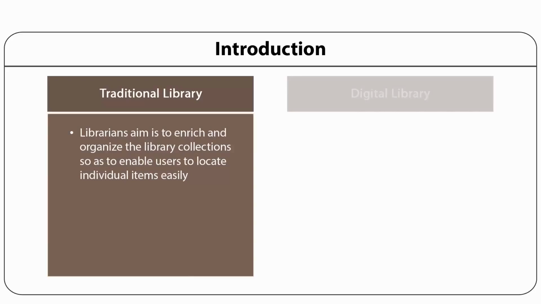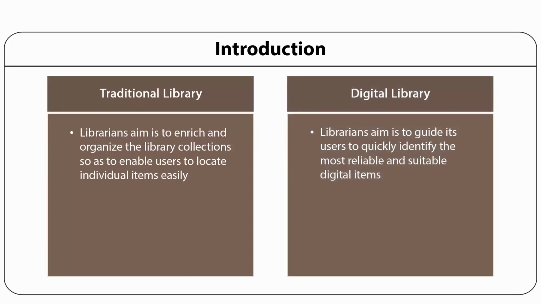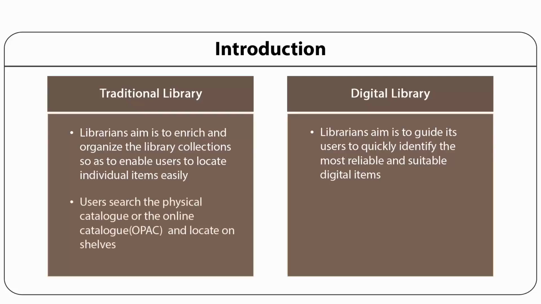Likewise, the primary aim of a digital library is to guide its users to quickly identify the most reliable and suitable digital items, whether they are stored in its own collection physically or to provide access to content from other digital libraries located in a remote location. In a traditional library, the users search for their desired information sources by searching the physical catalog or the online catalog that is opaque in case of automated libraries and locate them on the shelves.